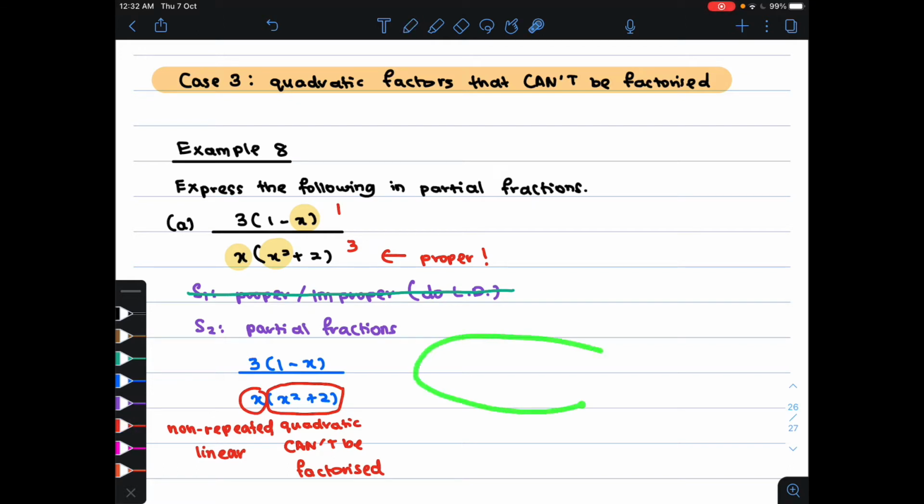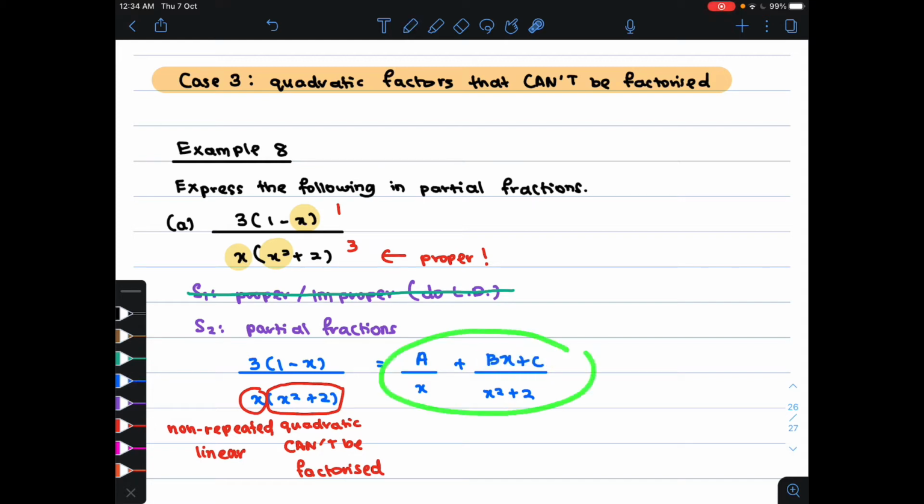So now we need to write the right-hand side. For the non-repeated linear, it's just something over x. So what do we put in the numerator here? Linear always uses a constant, so it is just A. What about x squared plus 2? Since this is a quadratic that cannot be factorized, in the numerator you always need to put something x plus something. So since we already have A, we're going to put Bx plus C.